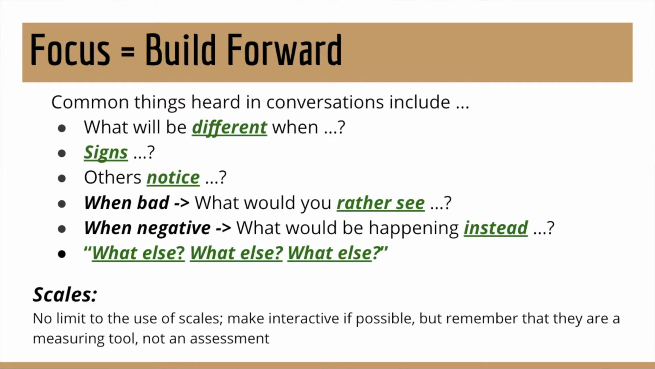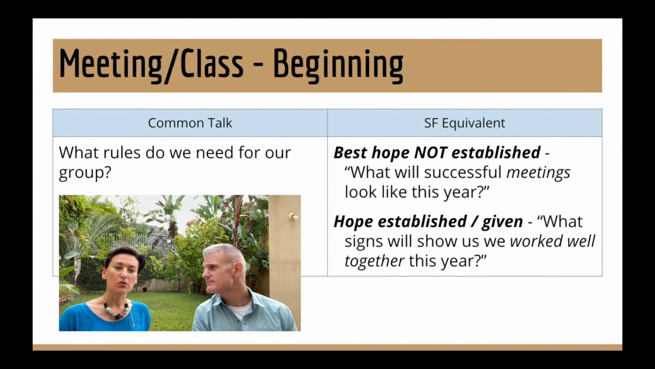What else? When a lot of groups start meeting for the first time, they usually want to set some kind of norm. What rules do we need for our group? Not exactly solution focused. A twist could be something like, what will successful meetings look like for us this year? And then get people to describe it.